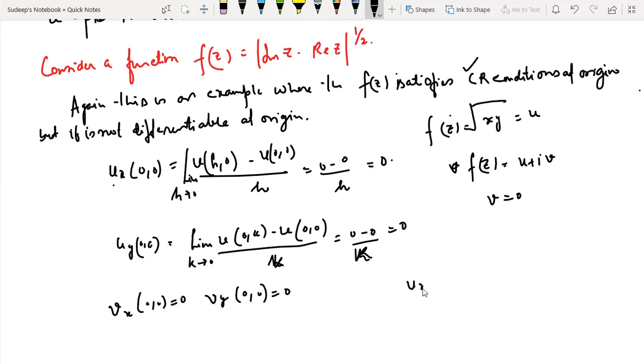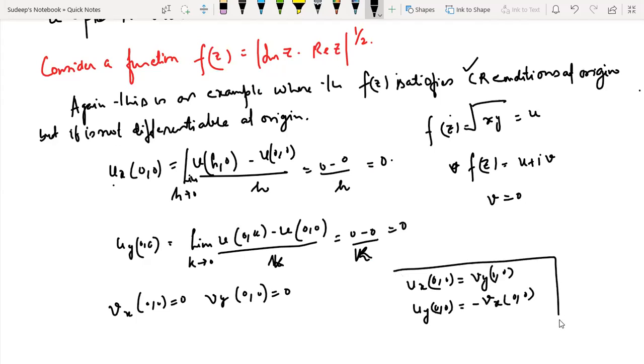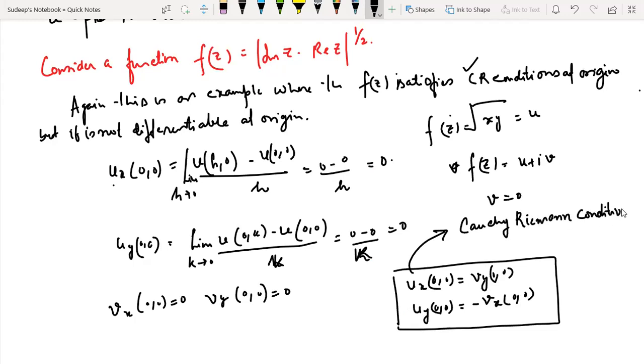So clearly ux at (0, 0) is equal to vy at (0, 0), and uy at (0, 0) is equal to minus vx at (0, 0). Therefore we can clearly see that Cauchy Riemann conditions are in fact holding good at origin.